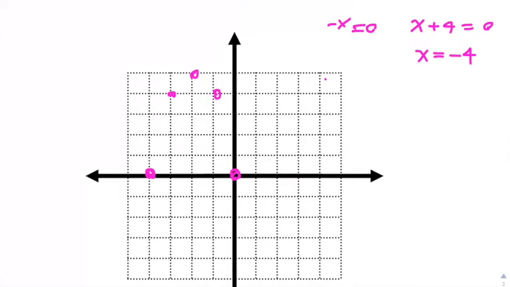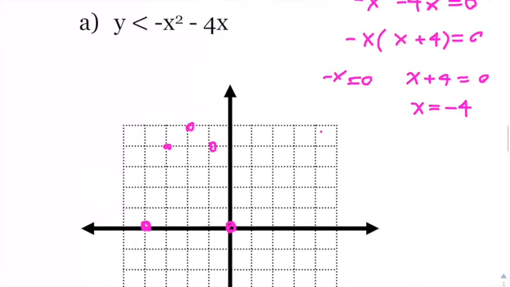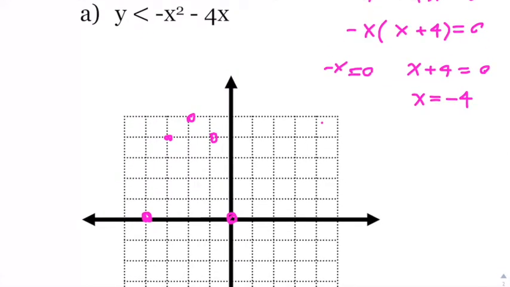And you can get all those points from your graphing calculator, or you'd have to make a table. Okay, so anyways, the graph kind of looks like this. Since it is a less than sign, we're going to do a little dotted line, kind of like this here.